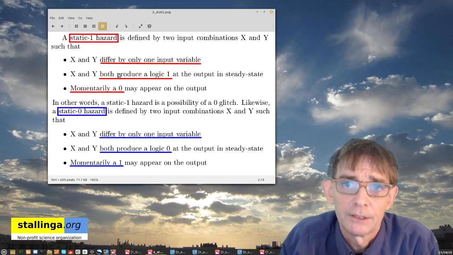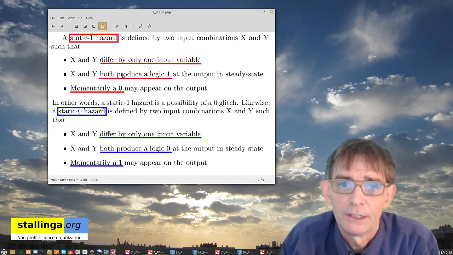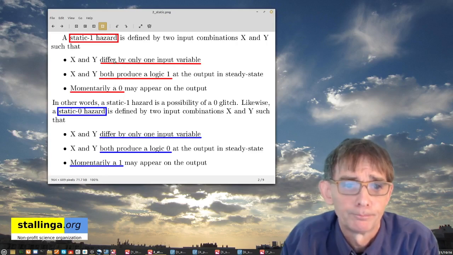So your initial state is 1 and your final steady state is also 1. But in between you may temporarily have a 0 in your circuit. So you may have a 0 glitch, and this is what we call a static one hazard. So it goes from state 1 to state 1. But in between you can temporarily have a 0 state, and that comes out of nowhere.